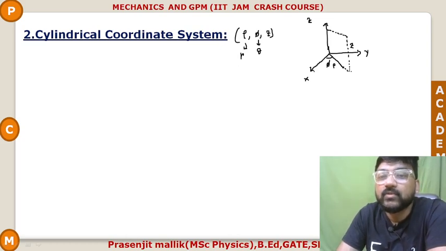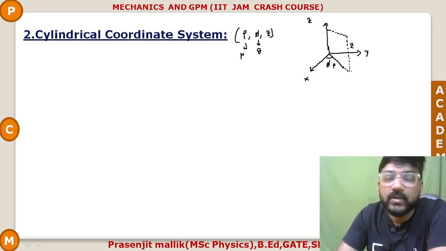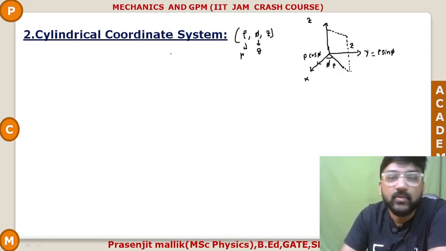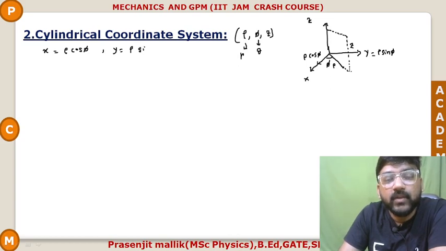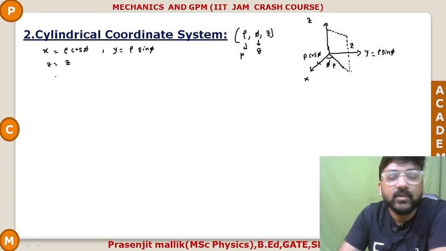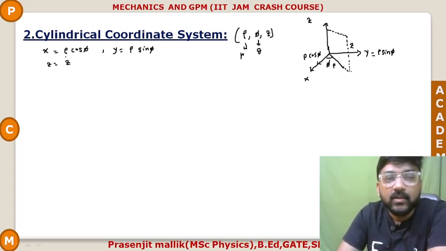So you can see in the xy plane, this is the same as the plane polar coordinate system, because x is equal to rho cos phi, and y is equal to rho sin phi, and z is simply equal to z. So your conversion formula is just x is equal to rho cos phi, y is equal to rho sin phi, and z is equal to just z. So instead of r, we should replace by rho.